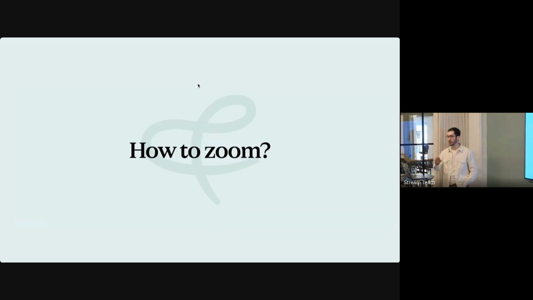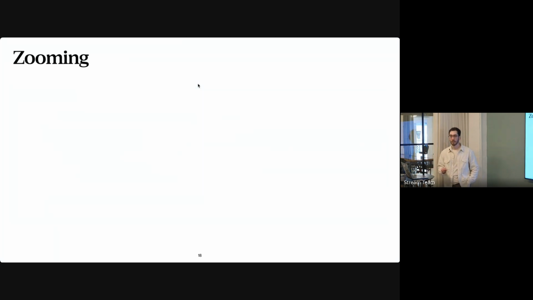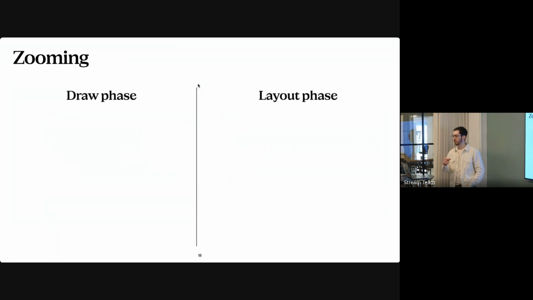But then we update the state, right? We need to apply that state somewhere. So how do we actually apply it? How do we actually zoom? And in Compose, there are only two ways to affect the size of a composable. We either do it in the layout phase or the draw phase. I just said them in reverse. In the draw phase, that's where we control how composables are drawn. In the layout phase, that's where we control how big they are and where we put them on the screen.